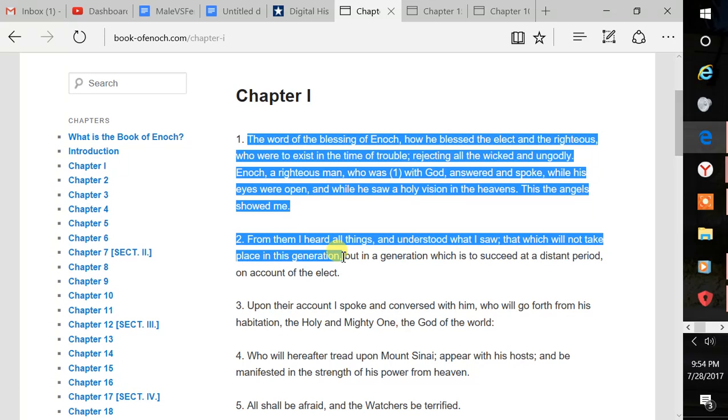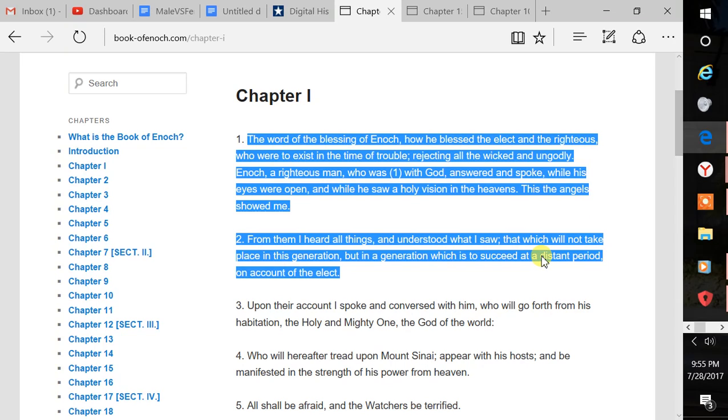So he, at that point, writing and prophesying and seeing all these things, says that what he's saying is not going to take place in his generation, but in a generation which is to succeed at a distant period on account of the elect. So I want you to take note of that. It says this generation is to succeed at a distant period. Distant, not in his time.